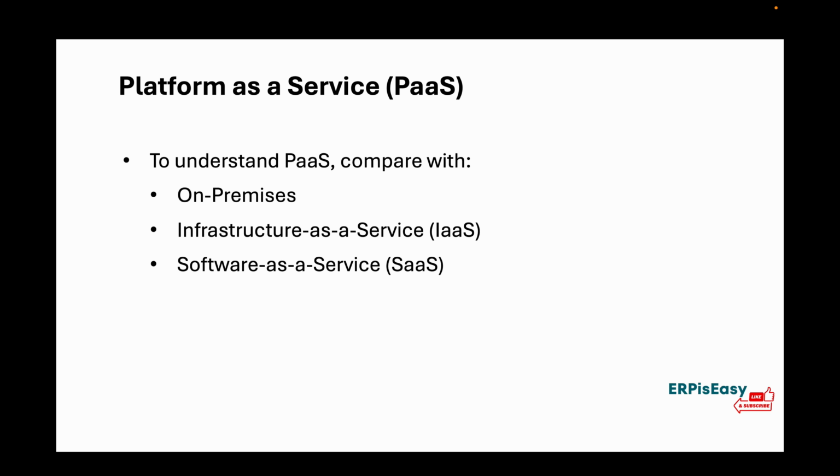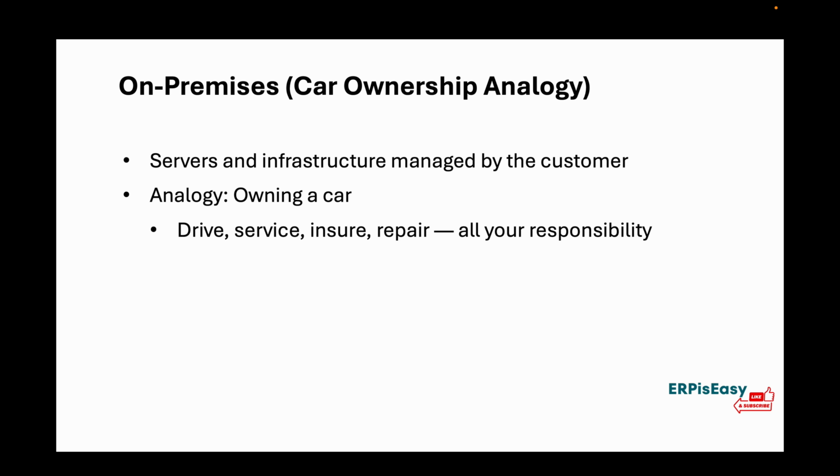Firstly, SAP BTP stands for Business Technology Platform, and it is a platform as a service model. What is platform as a service model? If I have to explain platform as a service, then I must also explain the other models such as on-premises, infrastructure as a service, and software as a service to clearly show the difference between them and platform as a service.